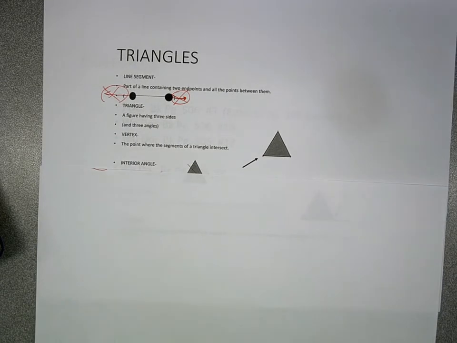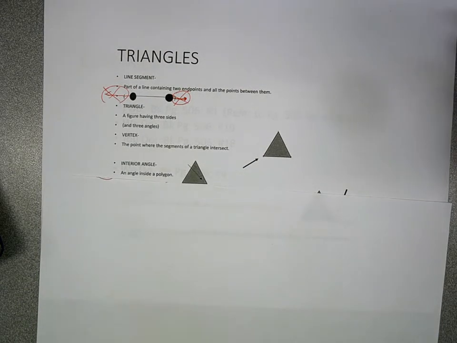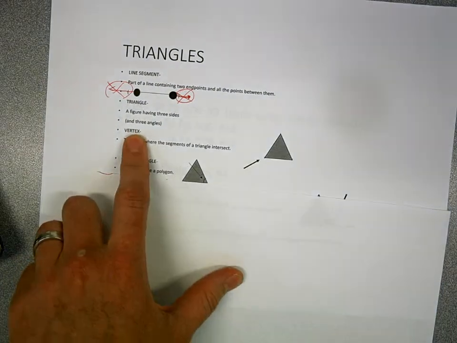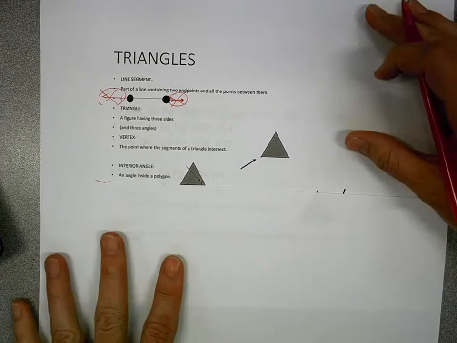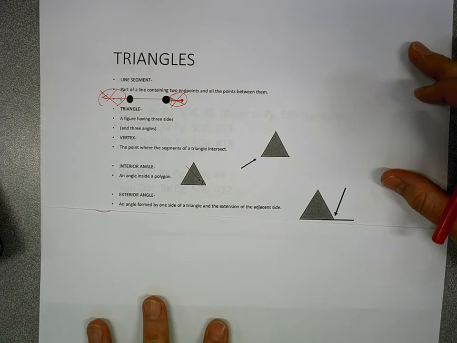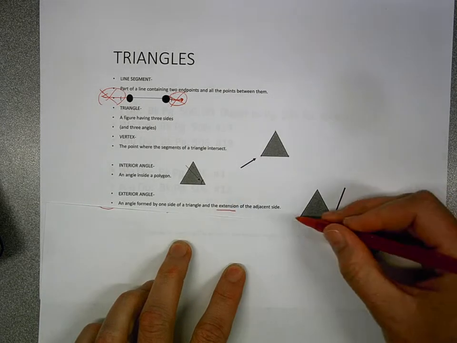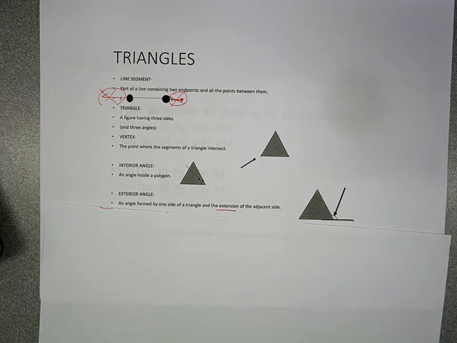Next word, interior angle. Everyone? Interior angle. This is an angle inside the polygon. So if we're talking about a triangle, that arrow is showing you this is considered an interior angle. So if we said that a triangle has three angles, it's not necessarily true. You would say it has three interior angles. Okay? Because the next one is exterior angle. Everyone? Exterior angle. This is an angle formed by one side of the triangle and the extension of the adjacent side. This is considered what's called an exterior angle.